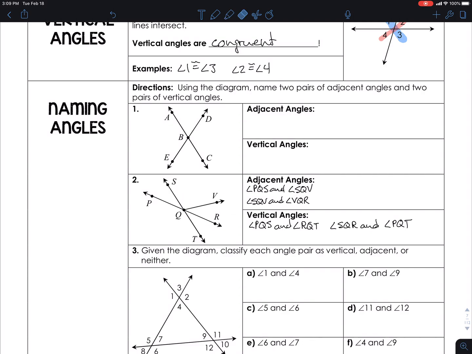So let's pick another side. How about this side? So we've got two angles. We've got this one, angle VQR. And then we have the other angle, RQT, this one, angle RQT. Trust me, there's a lot of them.